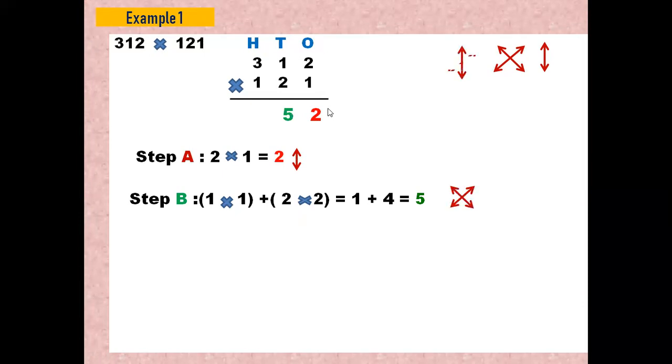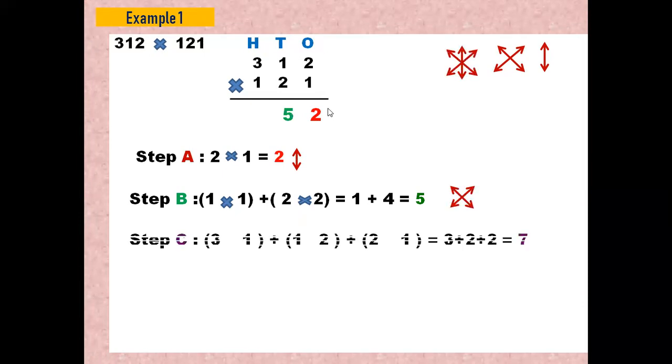Next we multiply vertically as well as crosswise. So 3 times 1 plus 1 into 2. So crosswise, vertically, and then again crosswise: 2 into 1 or 1 into 2, either. 3 times 1 is 3, 1 times 2 is 2, 2 times 1 is 2. So we get 7.